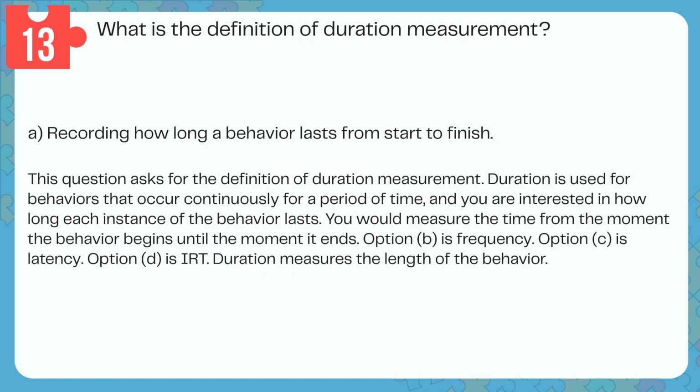Answer: A. Recording how long a behavior lasts from start to finish. This question asks for the definition of duration measurement. Duration is used for behaviors that occur continuously for a period of time, and you are interested in how long each instance of the behavior lasts. You would measure the time from the moment the behavior begins until the moment it ends. Option B is frequency. Option C is latency. Option D is IRT. Duration measures the length of the behavior.